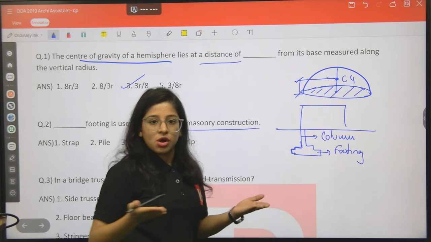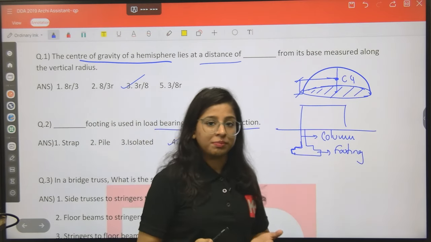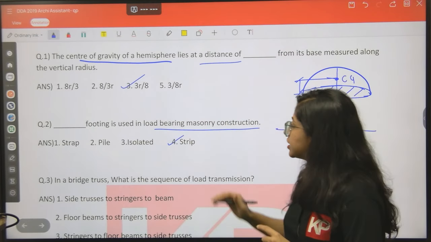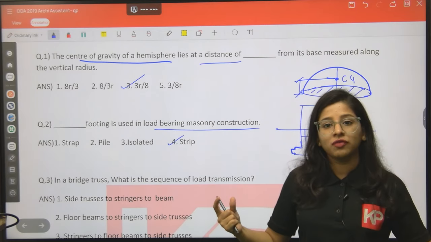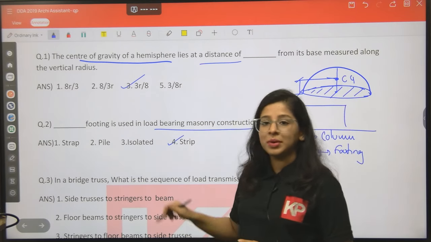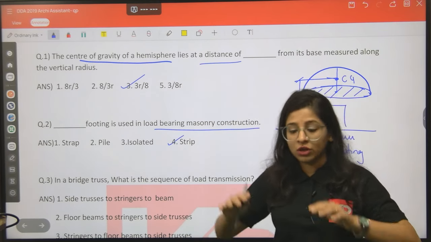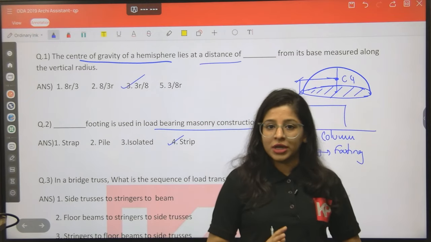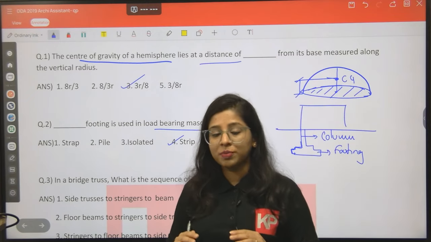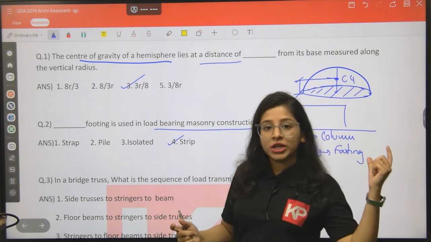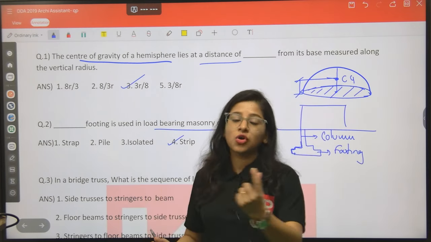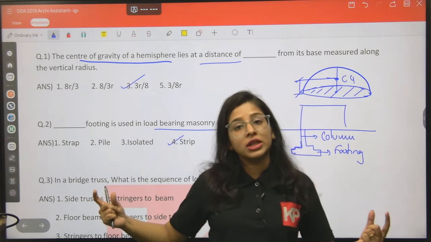So the base of a foundation, you can say that is the footing part. Strip footing is what? This is the kind of footing which you have along the entire length of the wall. So in load-bearing masonry, the load is on the wall. What happens in load-bearing masonry? The load is completely transferred to the walls, right? That is why the footing runs completely along the length of the wall.